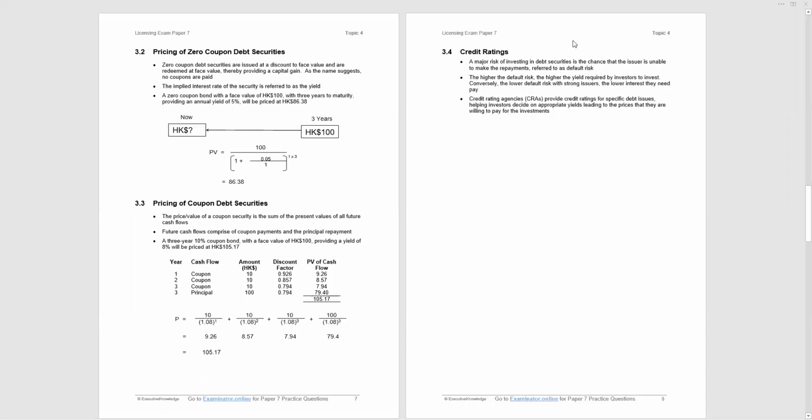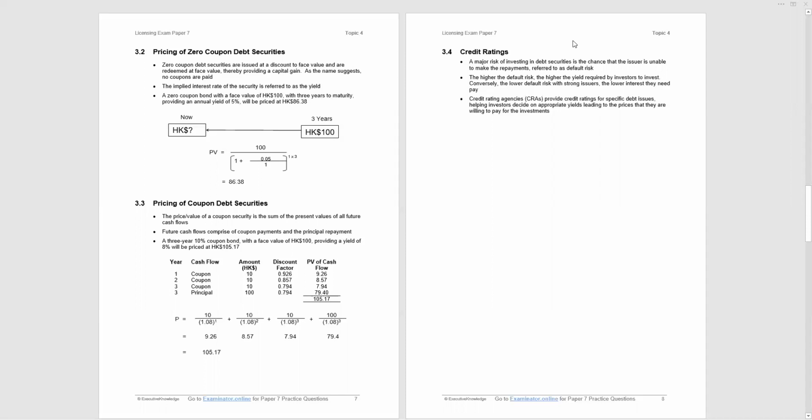Now, the way they can examine this is to give you the information and then ask you to price the bond, or they give you the face value and the current price, and you've got to work out the annual yield, which needs a little bit of simple algebra. Section 3.3 moves on to looking at the pricing of coupon debt securities.